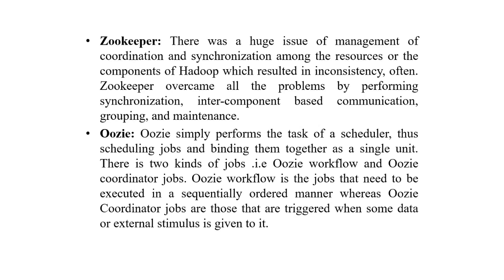It is a task of scheduling, that means it schedules the tasks, that is the main job of Oozie, and then binds them together as a single unit. So here there are two main components: the first one is Oozie workflow and the second one is Oozie coordinator. The workflow is executed in a sequentially ordered manner, that is called the Oozie workflow. And the Oozie coordinator jobs are those that are triggered when some data or external stimulus is given to it. So the coordinator has to be triggered when some external input has been applied. That is called Oozie. So these are all the components of the Hadoop ecosystem.